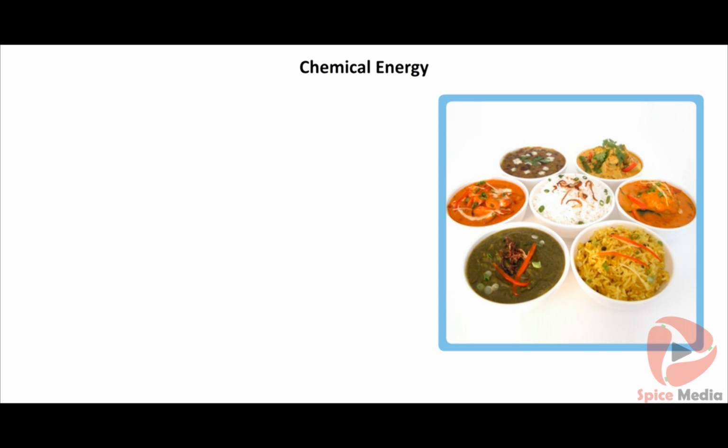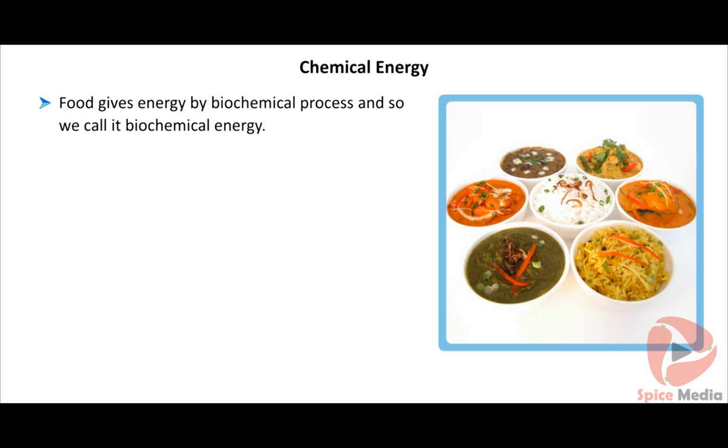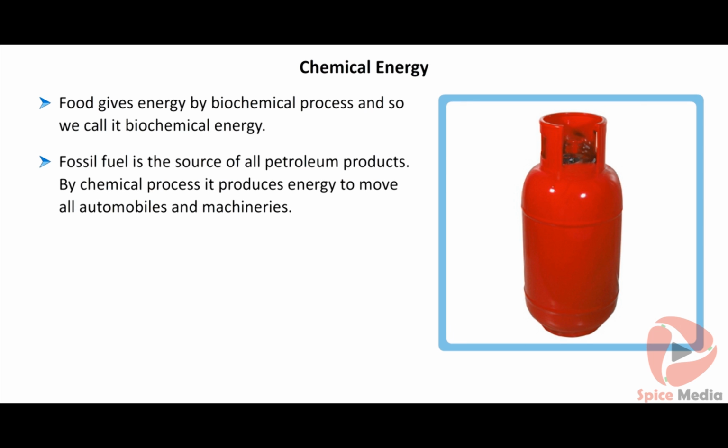Energy is released during certain chemical processes. Food gives us energy by a biochemical process, and so we call it biochemical energy. Fuels such as gasoline and petroleum products, and food, are forms of stored biochemical energy. This chemical energy can be converted into other forms of energy.